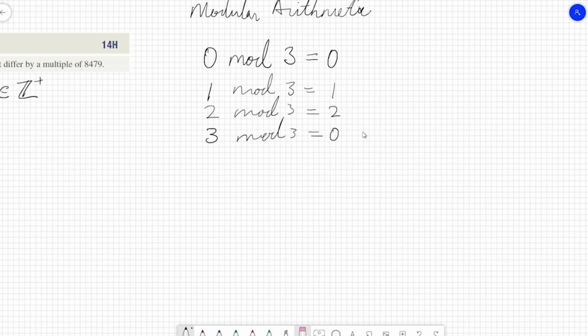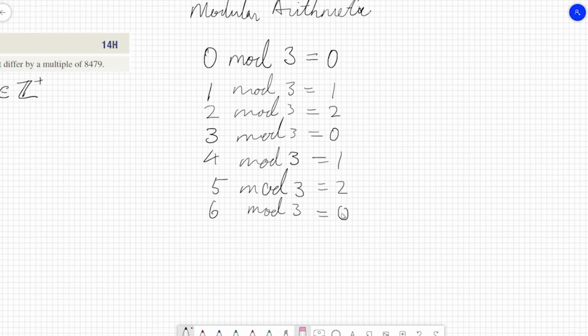And that's what I'm talking about when I'm talking about cycling. So 4 mod 3, so 4 divided by 3 is 1 with remainder 1. So all of these are remainders. 5 mod 3 equals 2, and 6 mod 3 equals 0 again. So the cycle continues. As you can see, a cycle every 3.